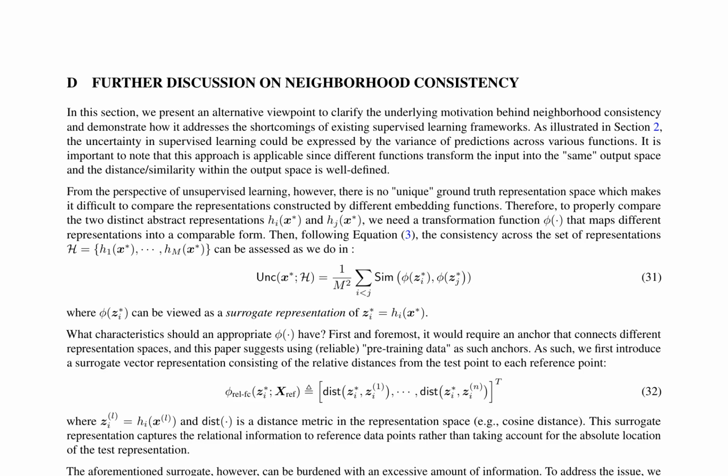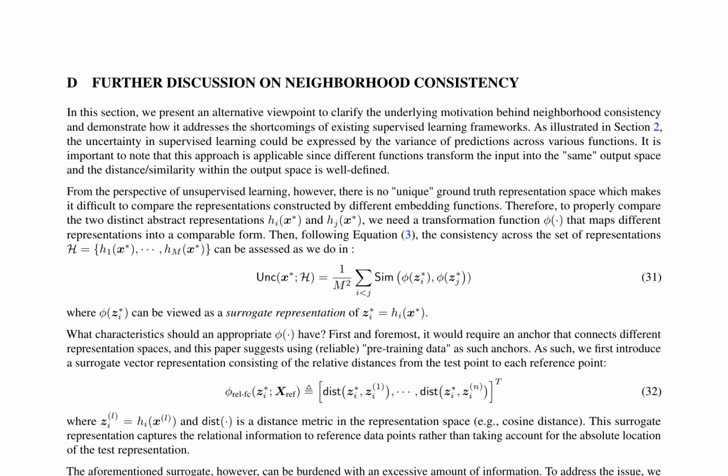This allows for the assessment of consistency across the set of representations H equals H1 × ... × Hn, using a surrogate representation consisting of relative distances to reference points. The authors also propose a sparsified version of the surrogate representation, phi sparse, and a scale-free version of neighborhood consistency, NC_K, that relies on the local nearest neighborhood.